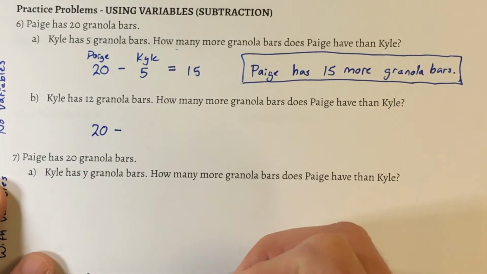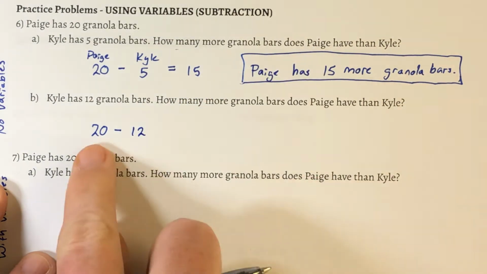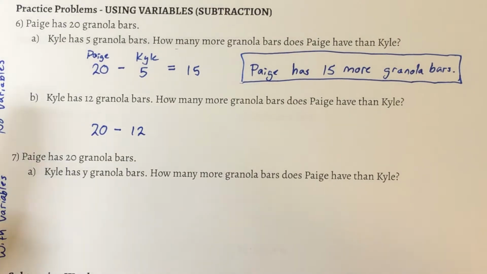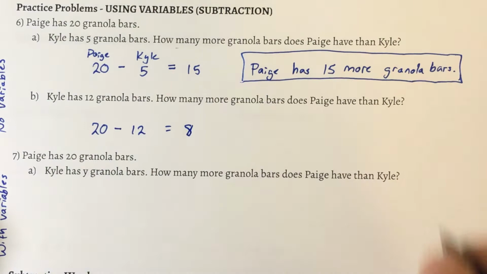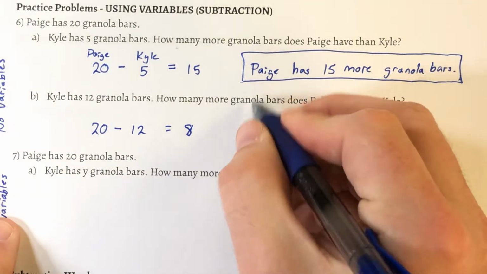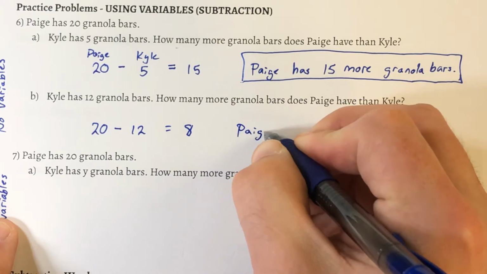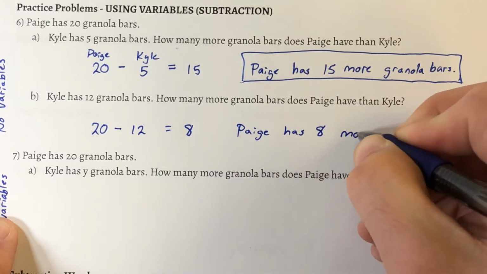If I want to know how many more she has, we're going to subtract how many Kyle has, which is 12. Can I combine these? Absolutely. Both of them are numbers. You can do stuff with them. So 20, take away 12, you're going to get 8. How many more does she have? We're going to say Paige has 8 more granola bars this time.